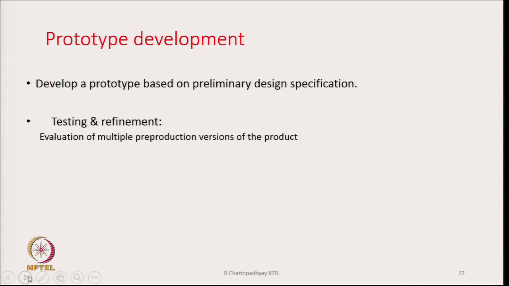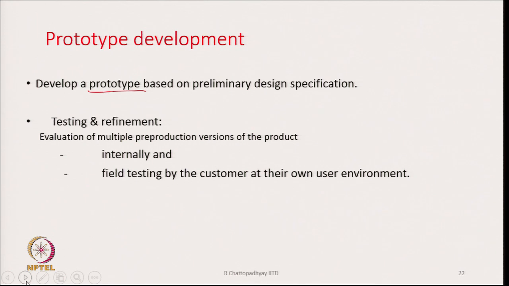So, keeping in mind the specification, we have to develop a prototype, and once the prototype is developed, we go for testing and refinement. That is, we test it in house in our own laboratory, or if some test facility does not exist, we seek outside help, but we try to evaluate. So, evaluation has to be done, and then if there is a requirement for refining either the specification or the design, we will do that.